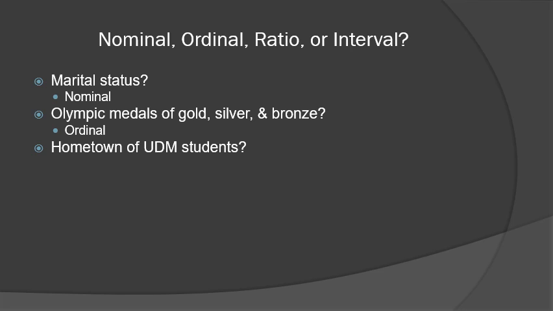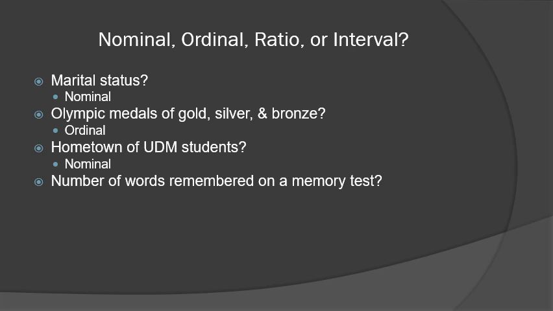Next one, hometown. Hometown, just like marital status, we've got groups, we've got categories, nominal. How about number of words remembered on a memory test? If someone remembers one word and somebody else remembers 2 words, the person who remembered 2 words remembered more than one. So order does matter. So we're at least at ordinal.